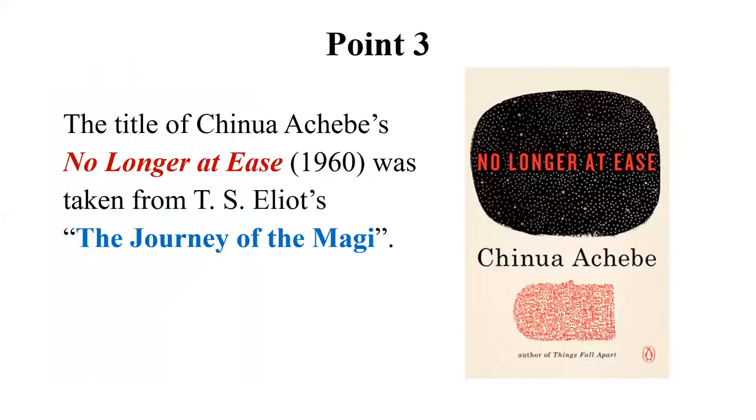Then point number 3. The title of the Nigerian novelist Chinua Achebe's No Longer at Ease was taken from T.S. Eliot's The Journey of the Magi. This is another one. We are all aware of Chinua Achebe and his famous book Things Fall Apart. And this is the second book, No Longer at Ease, whose title was taken from T.S. Eliot's The Journey of the Magi.